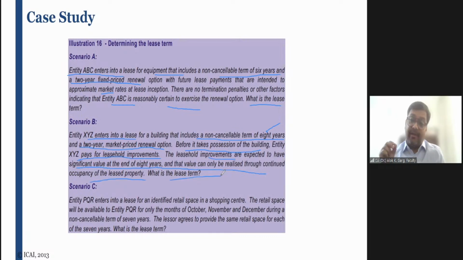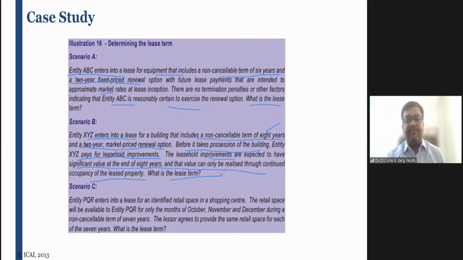You tell me. Here it is mentioned in the question that the entity has done some leasehold improvement, and even after 8 years, the value is significant of those leasehold improvement. The entity cannot take those leasehold improvement with them. Okay. The entity cannot take those leasehold improvement with them. And it has a significant value. And how this value will benefit the lessee? By continuing use of that property only. So in this case, non-cancelable period is 8 years, which is given. Rent-free period 0. Optional termination period 0.